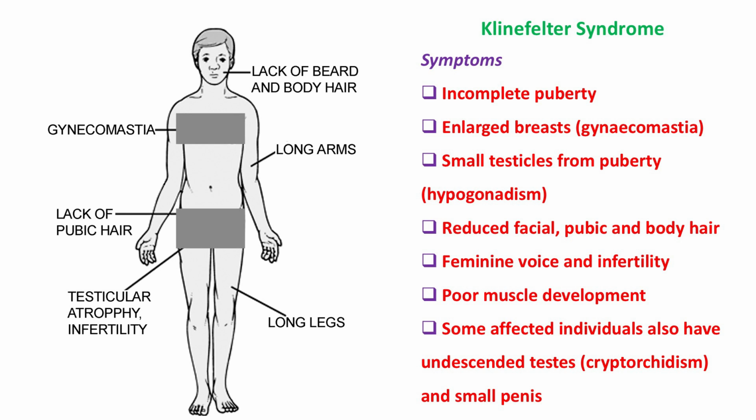There is poor development of muscles, and some affected individuals also have undescended testes, meaning the testes fail to descend down into the scrotal sac. The testes permanently remain in the abdomen, and you know that abdominal temperature is not ideal to carry out spermatogenesis, hence that individual is sterile in nature. So the person suffering from Klinefelter syndrome is a sterile male, right?